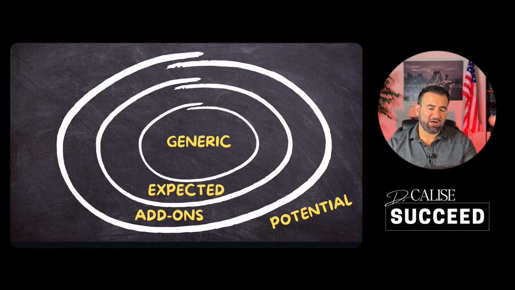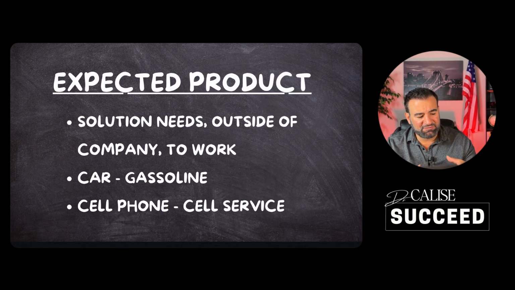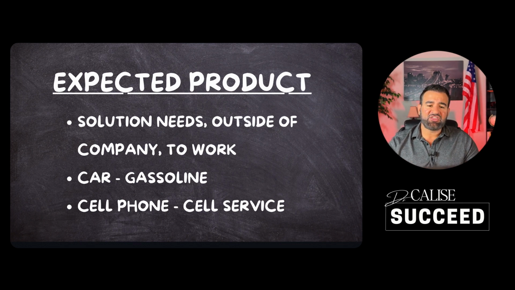But as you can see, we have a couple of other layers as well. So the next layer is what we call the expected product. Now, for some of you, this will be enforced. For some of you, it will not. It all depends on what type of industry you are in. Let me give you an example. First, the expected product is the third-party entities that your target audience must rely on in order to use your product to its full capacity.